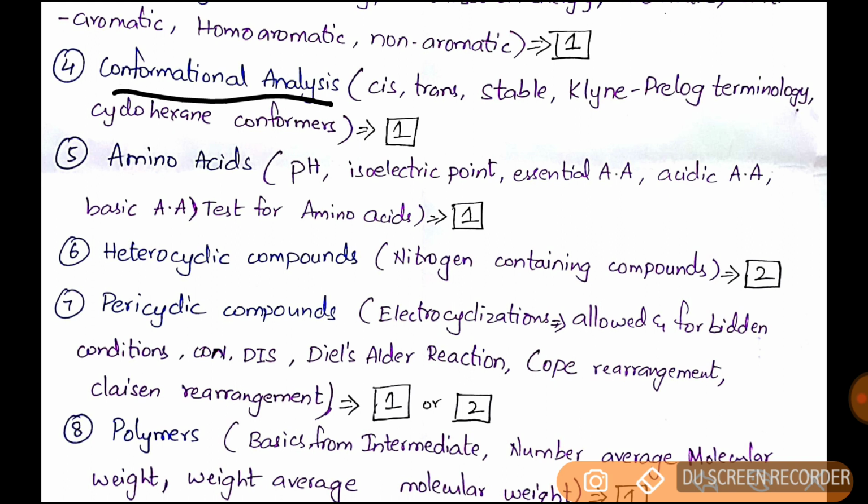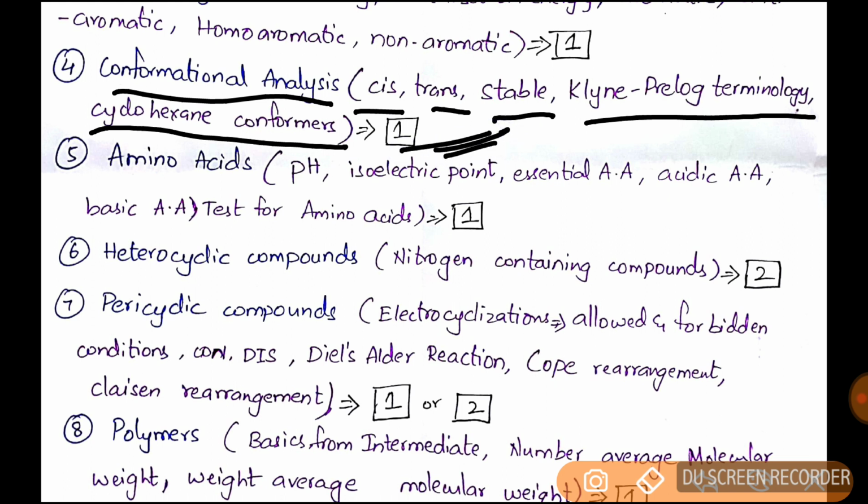They'll be asking which of the following is a cis compound or trans compound, or which of the following is a stable one. And it's important to study the Klyne-Prelog terminology also. And conformations of cyclohexane is also important, guys. And there will be one question from conformational analysis.